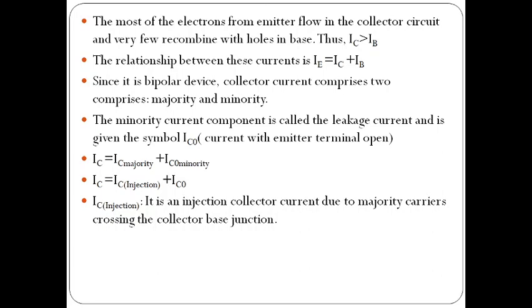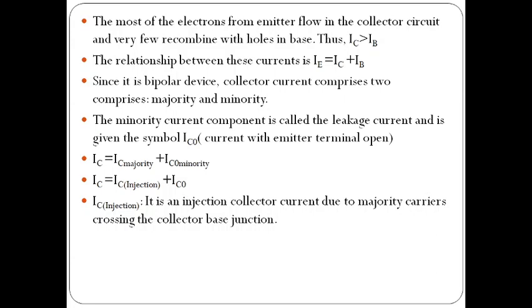Since it is a bipolar device, we said the collector current consists of two polarities, that are majority and minority carriers. Yes. So at the collector junction, majority carriers are crossing and minority carriers are crossing the junction. So the collector current consists of two polarities, electron as well as hole current. So it is bipolar. The minority current component is called leakage current. We know it is a very small current. Sometimes we neglect that one. It is represented as ICO.